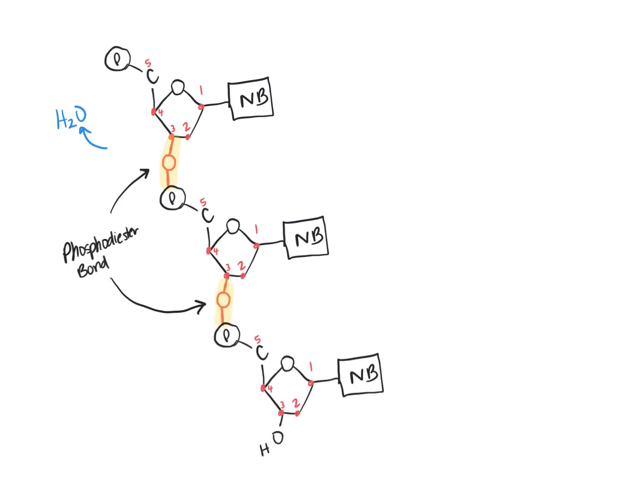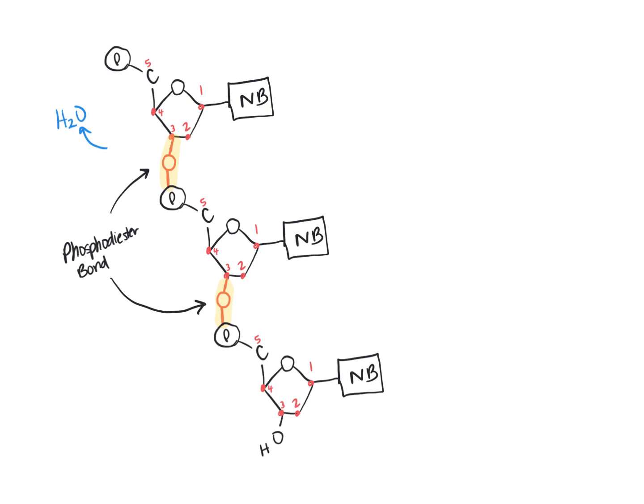Now I'm going to add one more nucleotide. And so this is a trinucleotide. Tri means 3. And so what you see here are 2 phosphodiester bonds, one right here, one right here. And this was also made through dehydration synthesis.